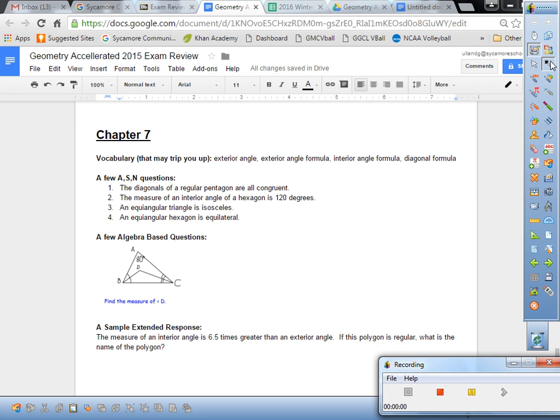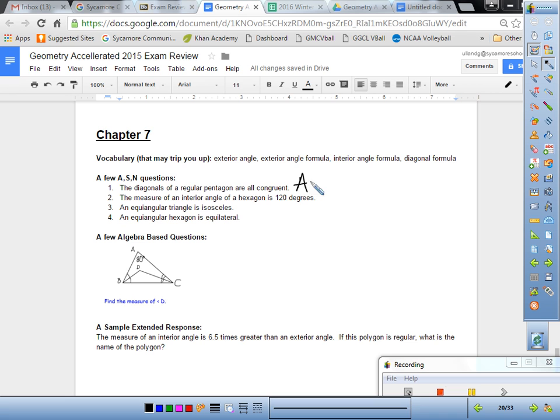All right, so here we are. Here's your Chapter 7 review for your exam. Some always, sometimes, never questions. The diagonals of a regular pentagon are all congruent. This is true for regular squares, regular quadrilaterals, and regular pentagons. This is always true. However, let me show you this.